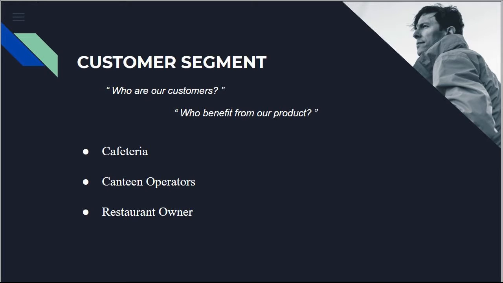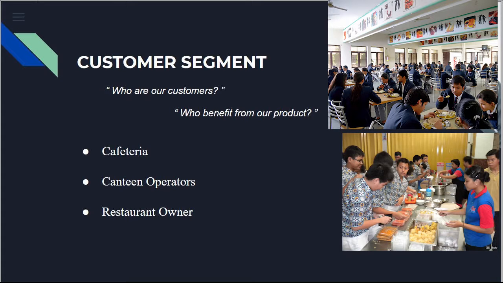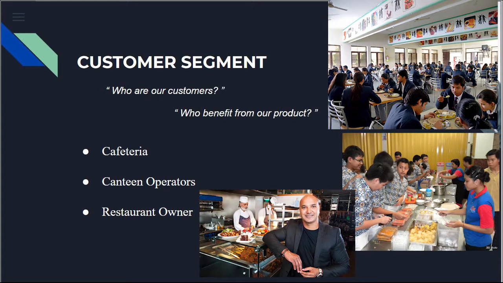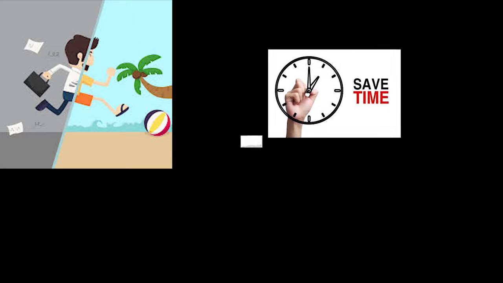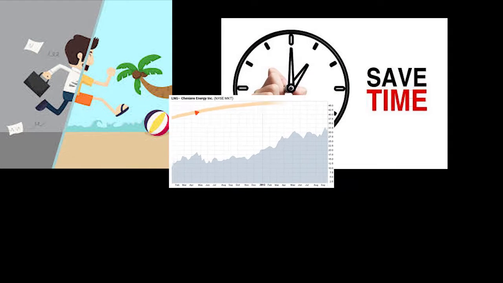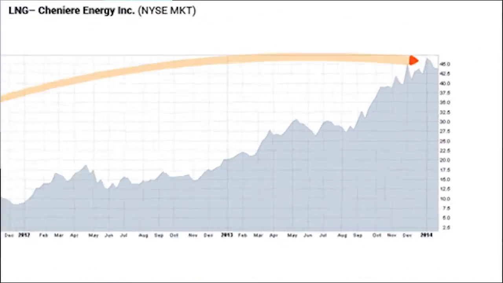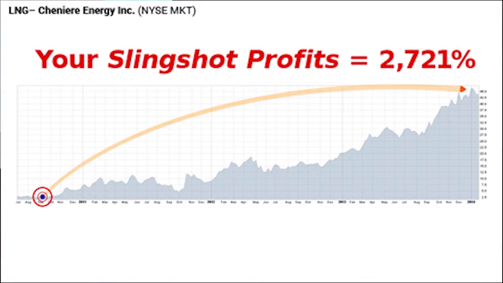For the customer segment, there are 3 groups of people who benefit directly from our products, which are cafeterians, canteen operators, and restaurant owners. We choose them as our customers because our product can reduce their costs and save their time in business. So our customers can earn their profits by applying our products in their business.